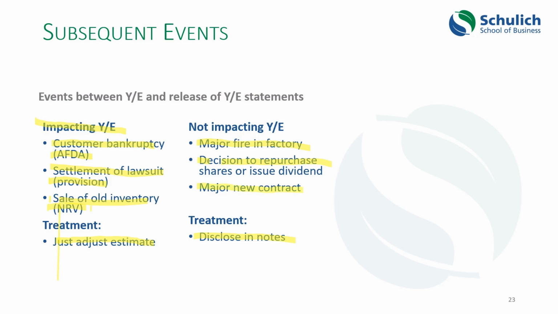Or if you've been awarded a major new contract or entered into a new contract to make a commitment to something, people need to know that in order to evaluate year-end numbers, even though it doesn't actually affect what those numbers are, but it's to do with the interpretation of them. So that's what a subsequent event is.